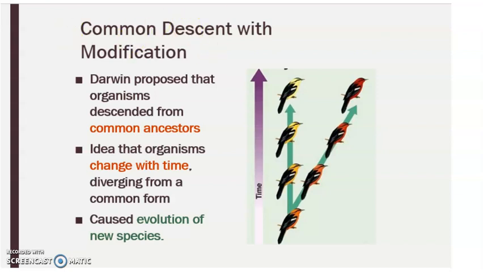All right. The other theory besides natural selection that Darwin really is known for is common descent with modification.